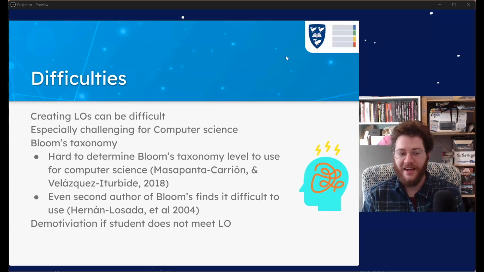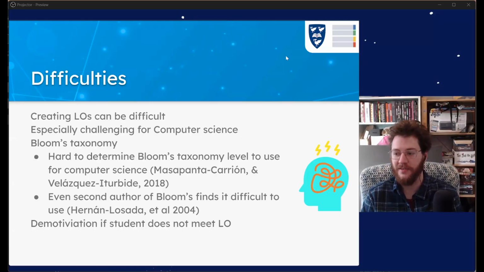But I always find them difficult. I find it difficult to create them, and especially as I come from bioinformatics, it's especially challenging coming from computer science. Generally, in my PG CAP, the postgraduate certificate of academic practice, and all the things I've learned about pedagogy, they teach you Bloom's taxonomy. But with that, it's hard to determine which Bloom's taxonomy level to use for computer science. And even the second author, Bloom's, finds it difficult to use.